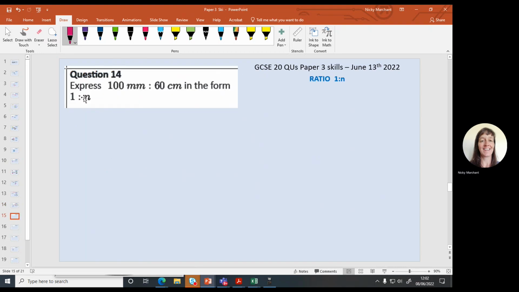Okay. Now this might look a bit confusing. 1 to n, gosh, what's going on there? It's more algebra. It's basically saying they want the first part of this ratio to be a 1. And the second part will just be whatever it is.